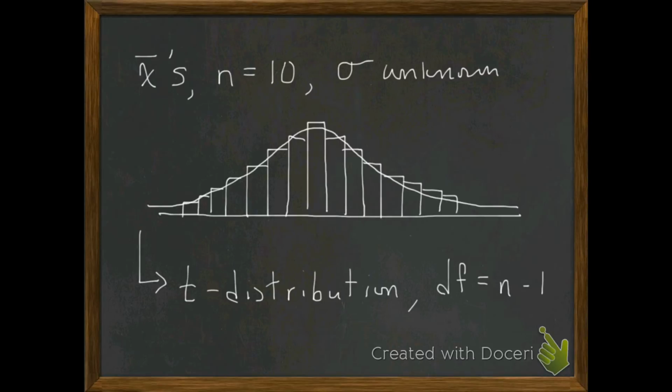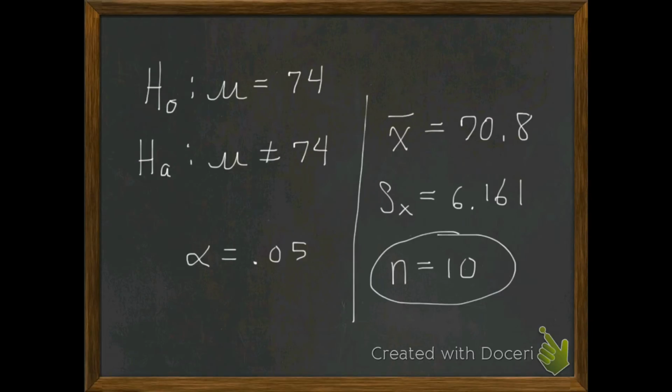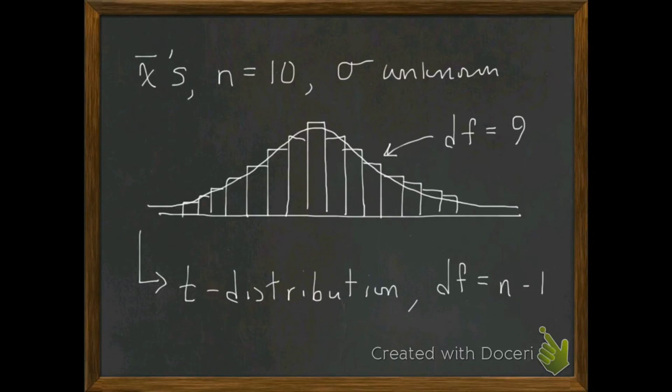So degrees of freedom is n minus 1. Clearly the distribution that we're drawing our samples from has degrees of freedom equal to 9. So this mean that we have of 70.8, where is it? Well, we have no idea. We know it's in here someplace. Maybe that's it. Maybe that's it. Maybe we just don't know.